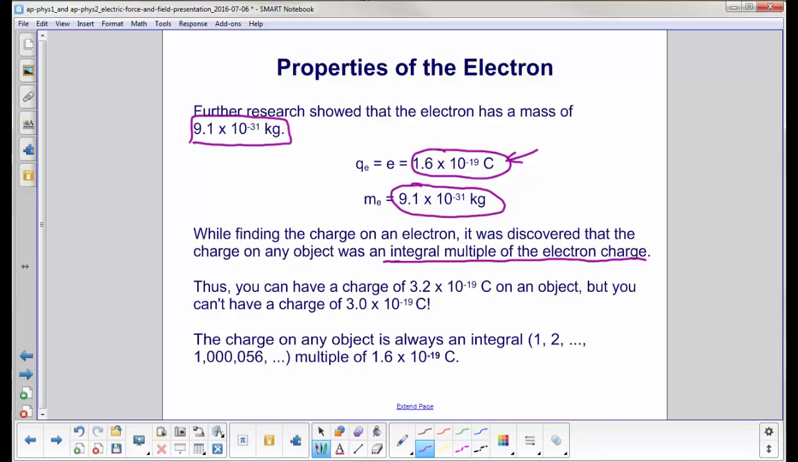That would mean you'd have to have like 1.8 electrons. Can't break an electron up. It's a fundamental particle. So again, the charge on any object is always an integral multiple, 1, 2, etc., all the way up to 1,000,056, and then more numbers past that, of the fundamental charge of an electron.